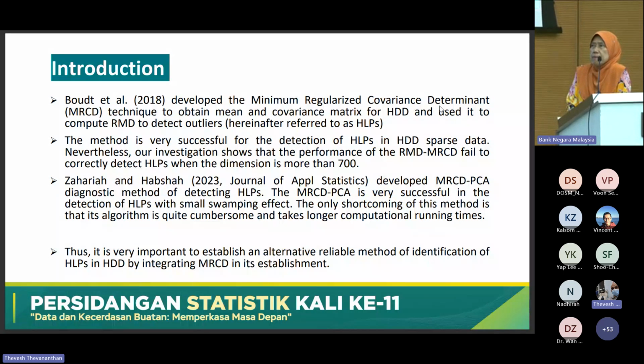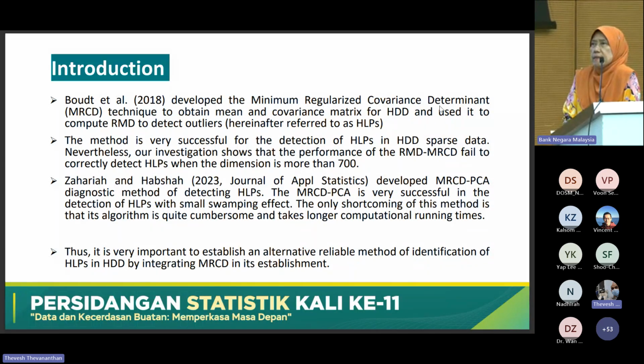Boudt et al. developed the minimum regularized covariance determinant (MRCD) technique to obtain the mean and covariance matrix for high dimensional data, and use it to compute a robust Mahalanobis distance to detect outliers, which we will call high leverage points. The method is very successful for the detection of high leverage points in high dimensional data. However, our investigation shows that the performance of RMD, MRCD failed to correctly detect high leverage points when the dimension is more than 700.